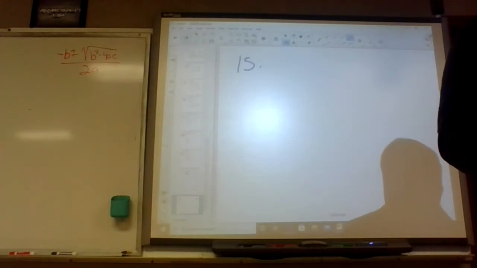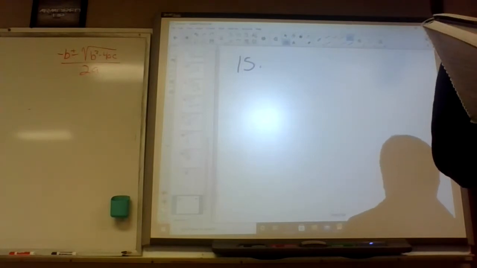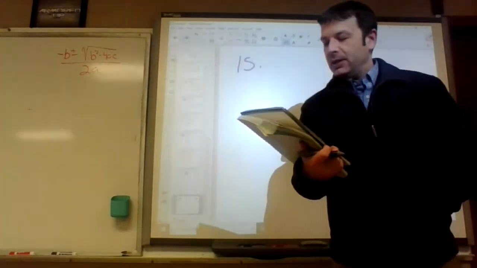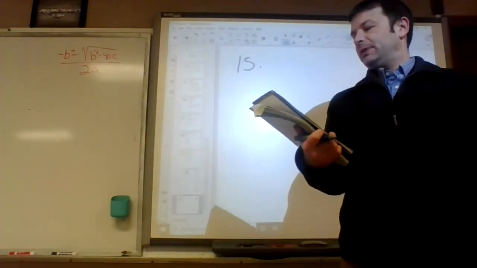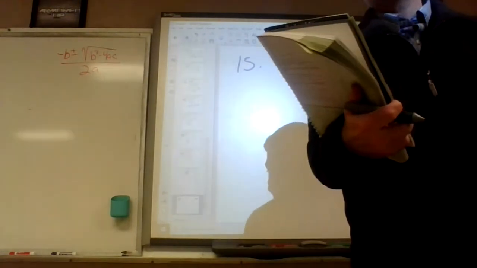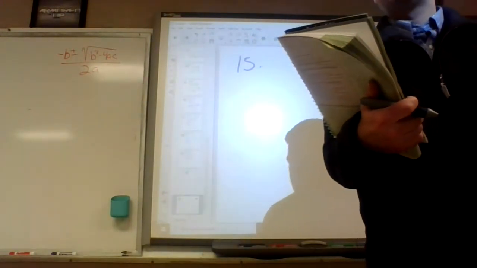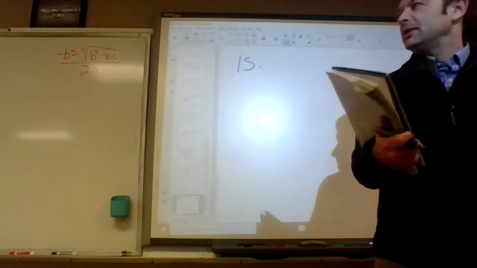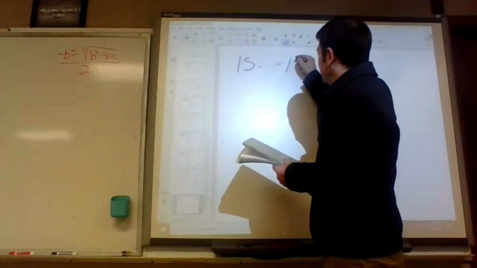Okay, number 15. We're back to positive exponents. So if we get a negative exponent, we're gonna flip it. Kind of like number 1, right? What's 5 times negative 3? Negative 15. Yes.